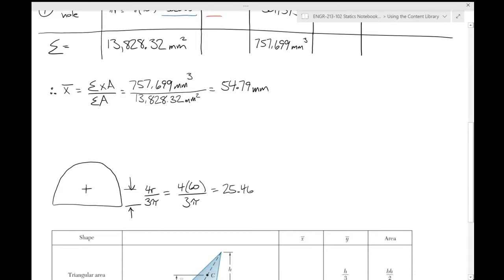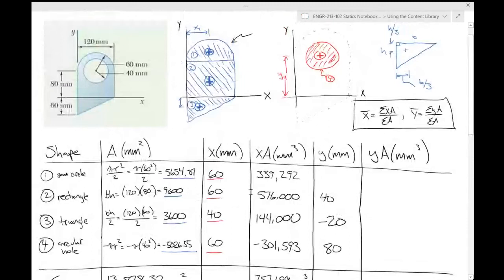Okay. So that's exactly right. 25.46. And again, thank you, David. Okay. So I propose that from the bottom of that semicircle to the centroid is 25.46. So that means I put 25.46 in here, right? Is that right? Add 80. Exactly right. That's the point I wanted to make.